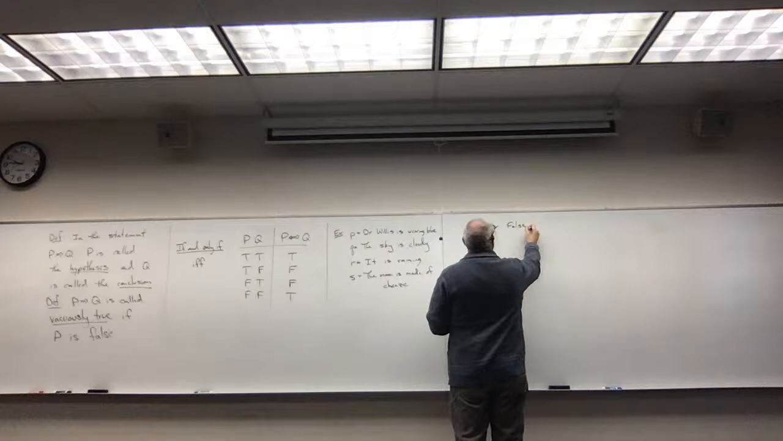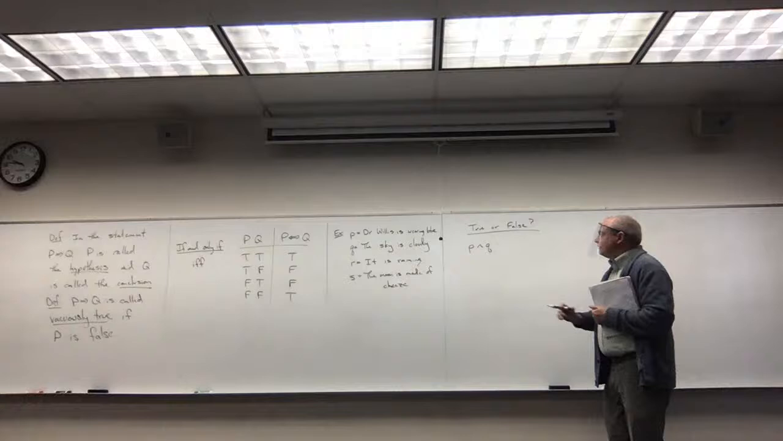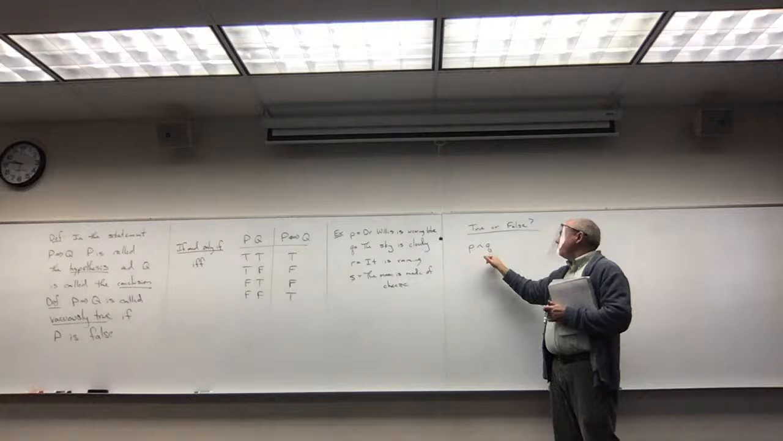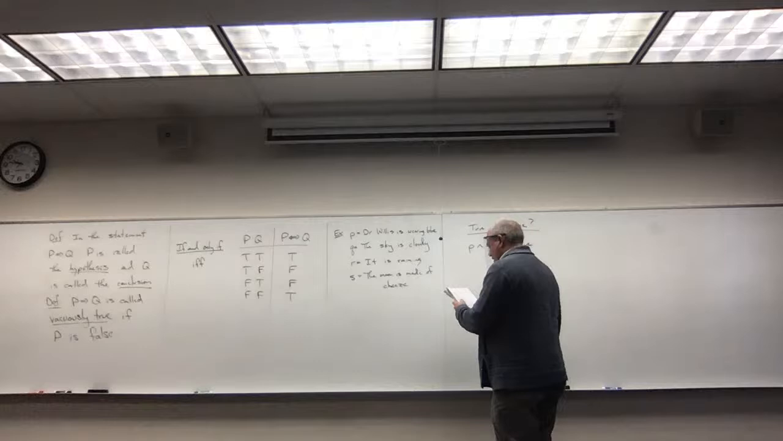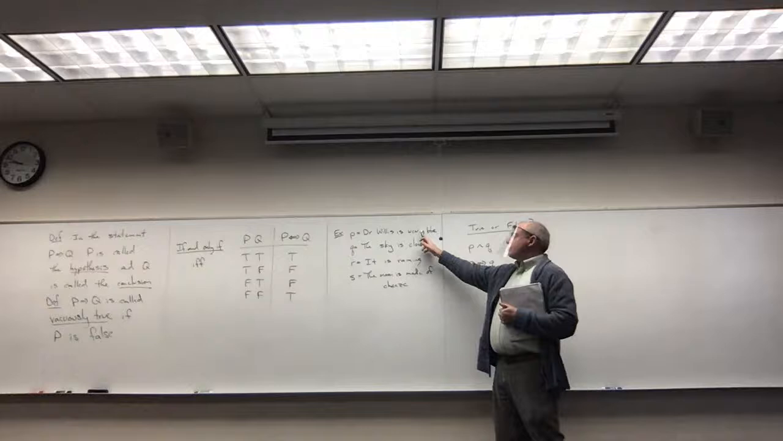So let's start with something simple. P and Q. Is this a true statement or a false statement? What do you think? True. P is true, Q is true. An and statement has to have both of them true, and it is. So this is true. Okay. How about P implies Q? It's true. P is true, Q is true, and true implies true is true.